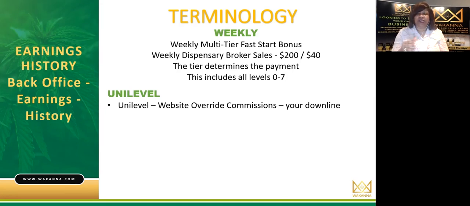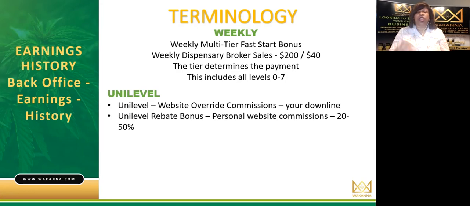Unilevel is everybody else's website commission. They're overrides that you make. Your downline, the person you sponsored and the person they sponsored and the person they sponsored, your downline. Unilevel rebate bonus: this is your personal website commission. That 20 to 50%, whether you did 500, 1,000, 2,500, or 5,000 determines what percentage it's going to be.